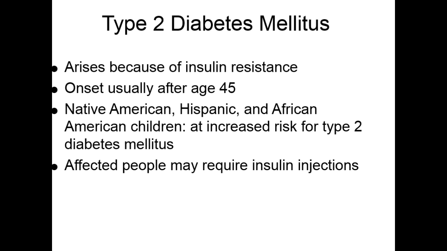Type 2 diabetes arises because of insulin resistance. It used to be that the onset was usually after age 5, but what are we seeing now? We're seeing that children are at increased risk for type 2 because of the prevalence of obesity. And usually these children are Native American, Hispanic, and African American children. Some of the affected people may require insulin injections.